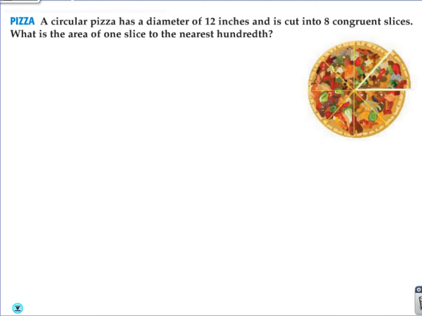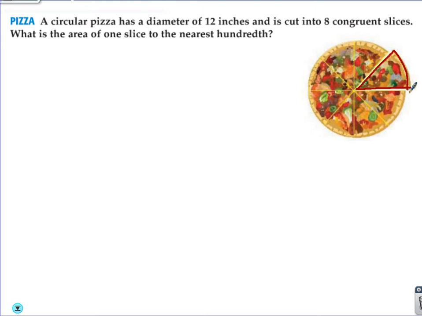A circular pizza has a diameter of 12 inches and is cut into 8 congruent slices. What is the total area of one slice to the nearest hundredth? We want to find the area of a sector. What is a sector? A sector is a fractional portion of that whole circle. It's a slice. A sector is a slice.